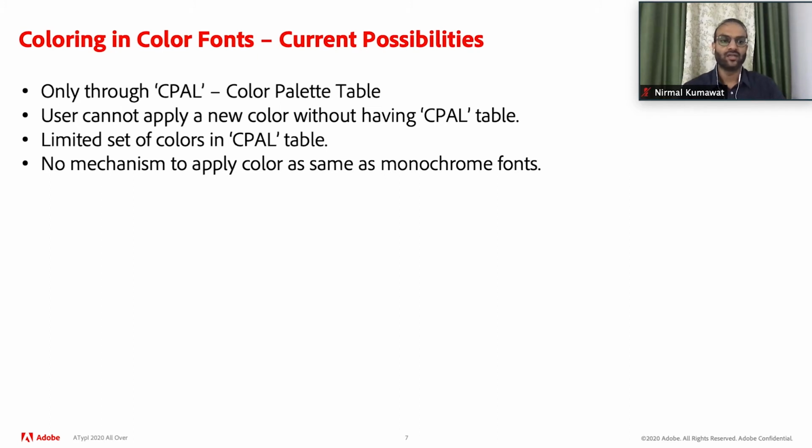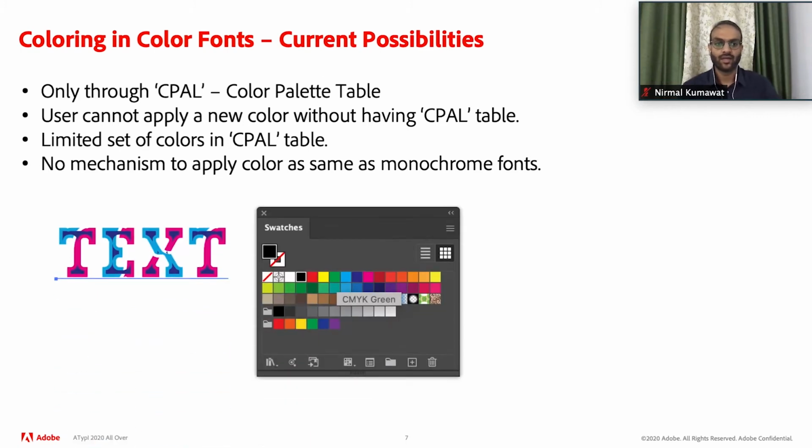Most of the color fonts do not yet have a CPAL table, hence there is very limited possibility that an end user can change the color of color fonts as per his or her desire. Also, the CPAL table can only have a limited set of entries of color palettes, which also limits the productivity of an end user. In a nutshell, one cannot change the color of color fonts just like one can change the color of monochrome fonts. The example shows that selecting a color text and applying green color from color swatches doesn't have any impact on the font color.